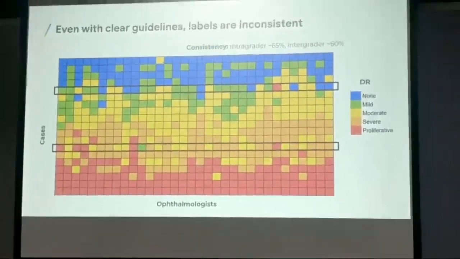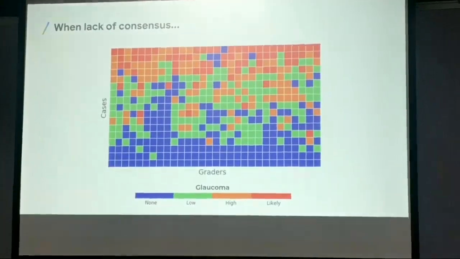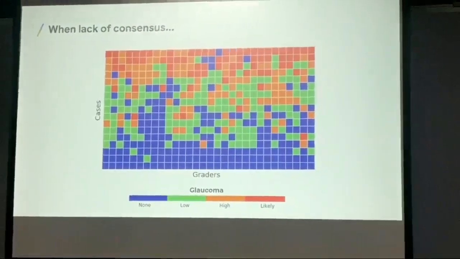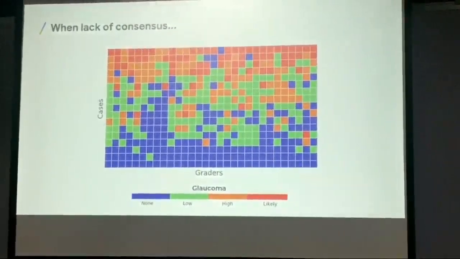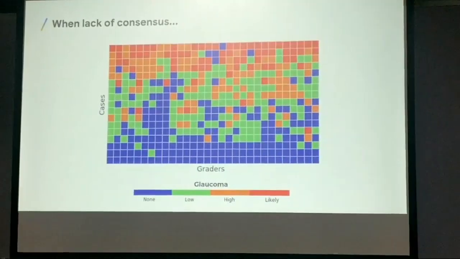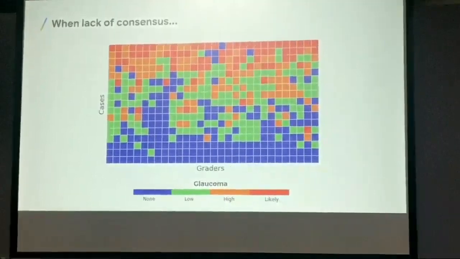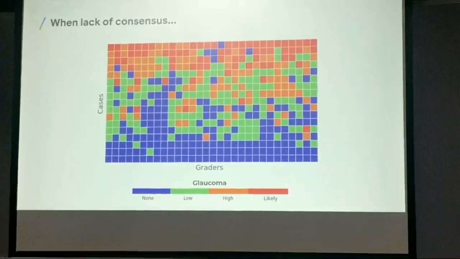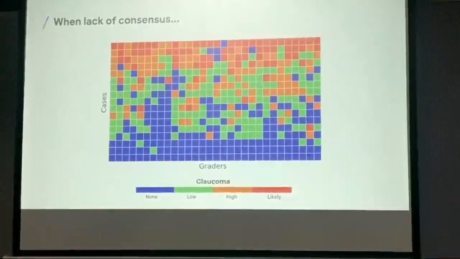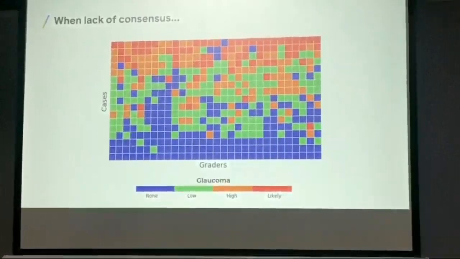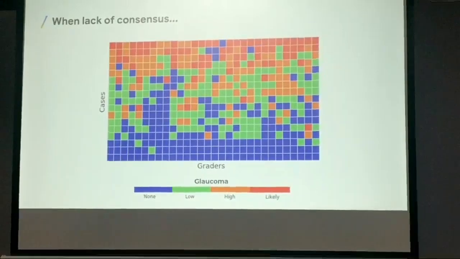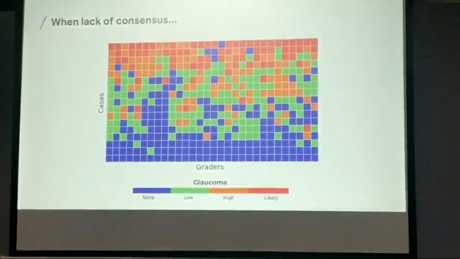This is what happens when we have clear grading guidelines. What happens when we don't have clear grading guidelines and there's no consensus about disease definition? This is our new rainbow chart for glaucoma. And just to clarify, this is glaucoma risk. There's no consensus around glaucoma. There are many severity scales. There are many opinions, I guess, about glaucoma. We don't agree. And creating grading guidelines for glaucoma is very challenging. As you can see, the only case on this chart that everybody agreed on was when there was no glaucoma.